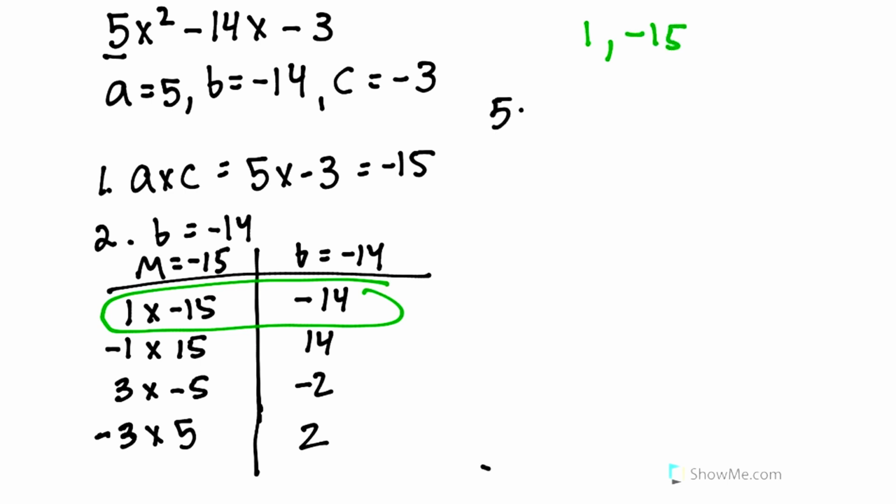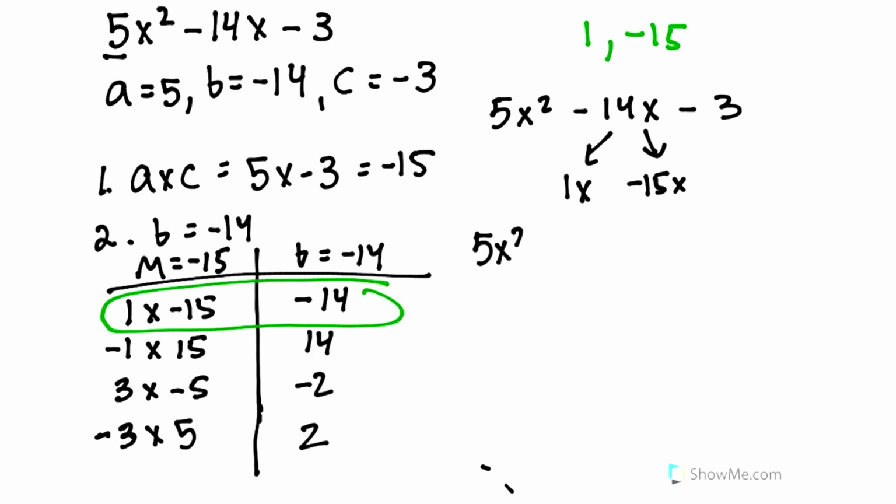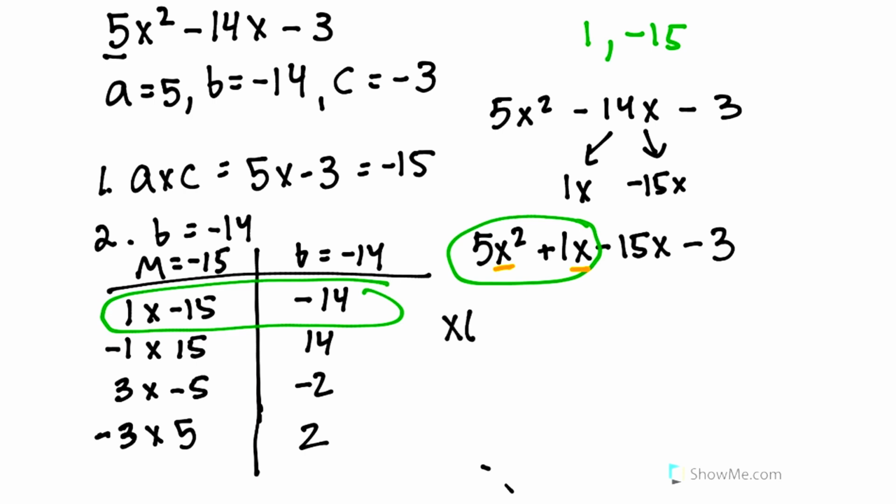So now we can take our original quadratic expression and split the second term up into 1x and negative 15x. So what we get is 5x squared plus 1x minus 15x minus 3. If we look at our first two terms, we see that we can actually pull an x out of both. So we'll get x times 5x plus 1.